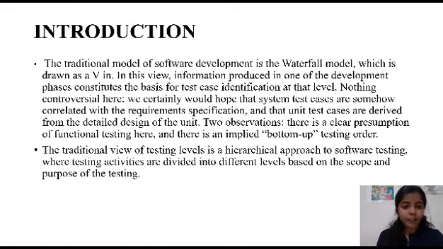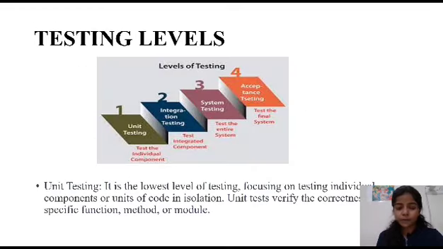test order. The traditional view of the test level is a hierarchical approach to software testing, where the testing activities are divided into different levels based on the scope and the purpose of the testing. Testing levels: the first one is unit testing, the second one is integration testing, the third one is system testing, and the fourth one is acceptance testing. We'll be discussing one by one.